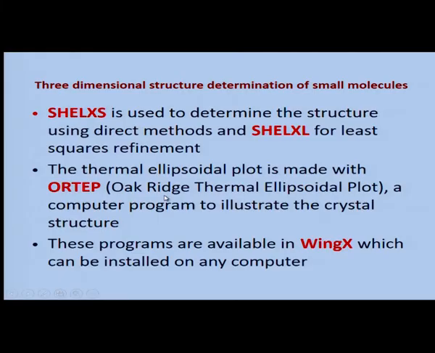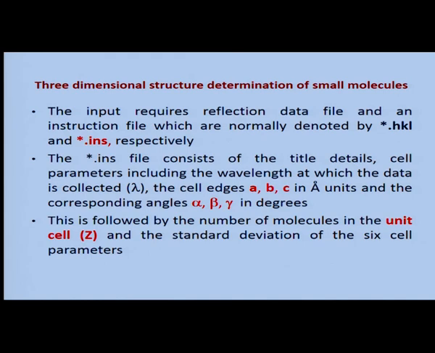Then we have a plotting program, a graphic program written by Johnson from Oak Ridge Lab in Tennessee, USA. He called this program ORTEP, the Oak Ridge Thermal Ellipsoid Plot. Your molecule is drawn with spheres, each atom is represented as a sphere, and the volume of the sphere denotes the amount of thermal vibration. All these programs are packed in a package called WinGX, which is distributed freely. We can write to them and get it and install it in your computer.